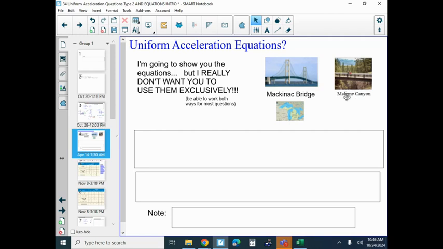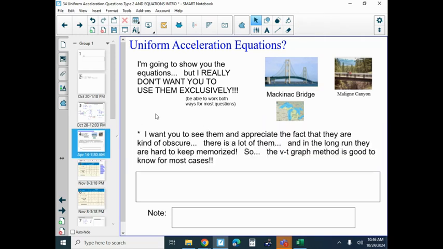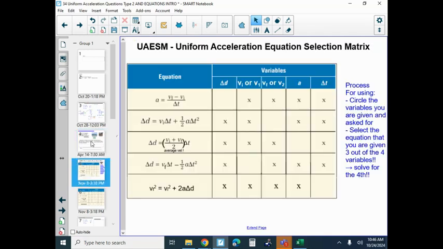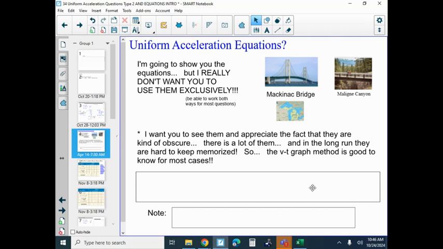Anyways, the idea is the VT graph. I don't want you to abandon it. I want you to see the equations, and appreciate the fact that they're kind of obscure, like, where the heck are those from? In the long run, they're a little hard to keep memorized, and so a VT graph is going to be really, really handy going forward, even once you get good with the equations.